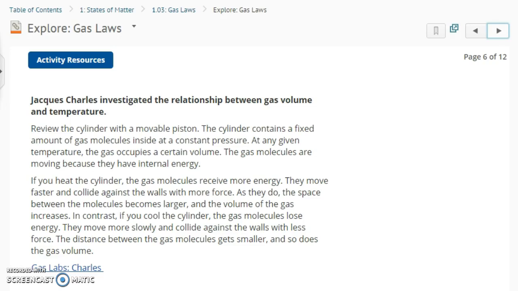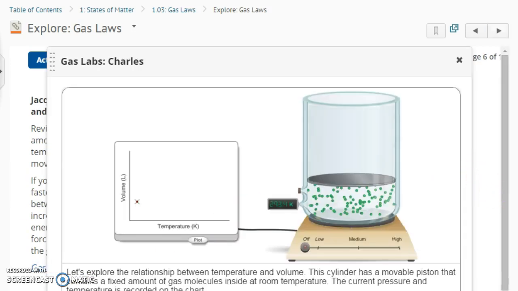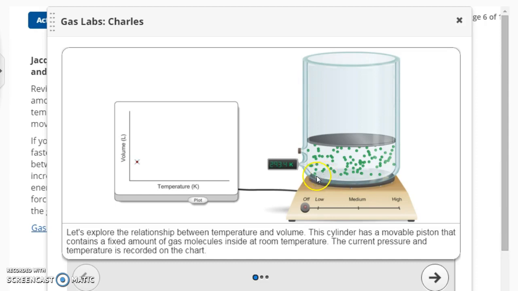This is part 2 of 1.03 for core gas laws. All right, so we're talking about Charles' law, talking about gas volume and temperature. Let's go ahead and take a look at our cylinder here. So K stands for what? Kelvin. And so this is our temperature. So 293.4 Kelvin is our temperature. And again, there's no markings on the cylinder, so we have to assume that that is the correct volume.